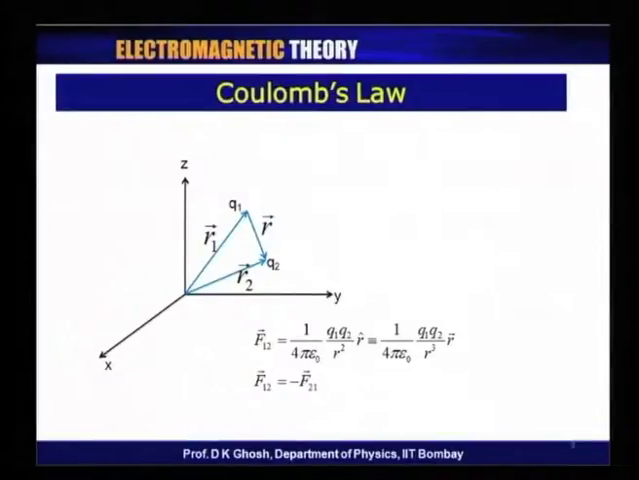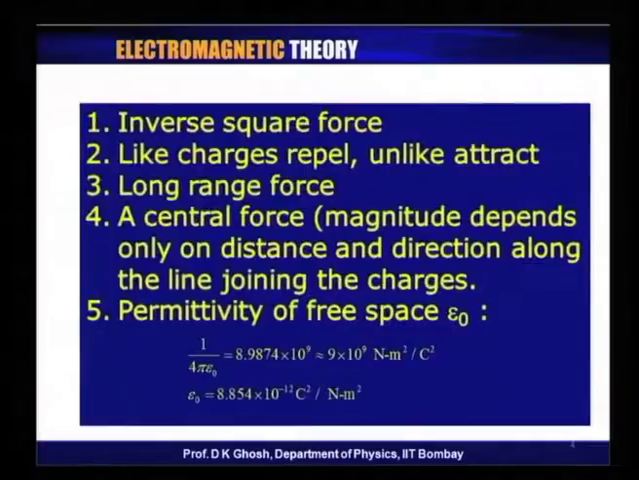Now, if F12 is the force on charge 2 due to charge 1, then by Newton's third law, the force on 1 due to charge 2 is just the negative of that. That is the famous action-reaction principle, and you have F12 is equal to minus F21. So, let us summarize the properties of the Coulomb's law force.